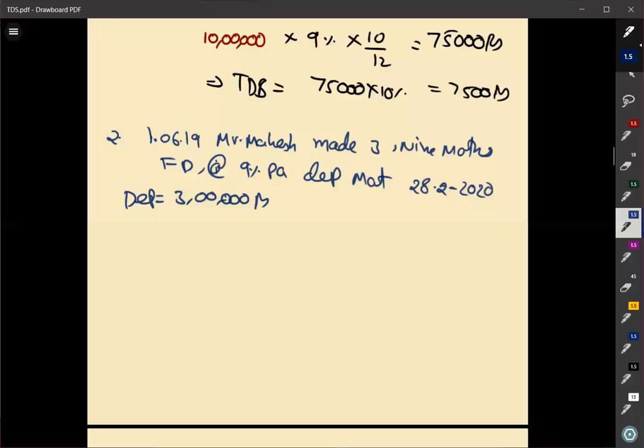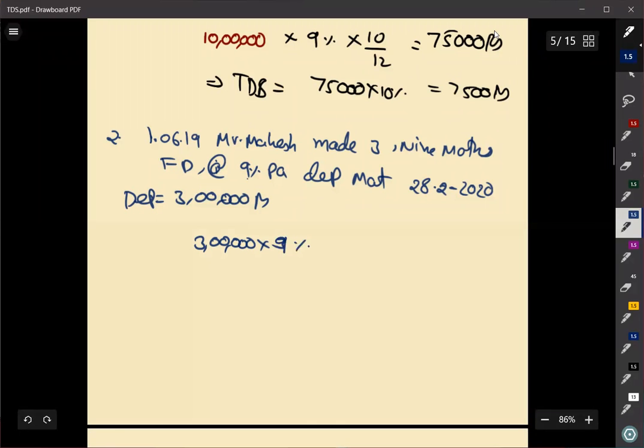Read the question again. On 1st June 2019, Mr. Mahesh made 3 9-month fixed deposits at the rate of 9% per annum. Deposit matures in the financial year 19-20, which is on 28th February 2020. Amount deposited is nothing but 3 lakhs. Now, 3 lakhs is the amount deposited. What is the rate of interest there? 9%.